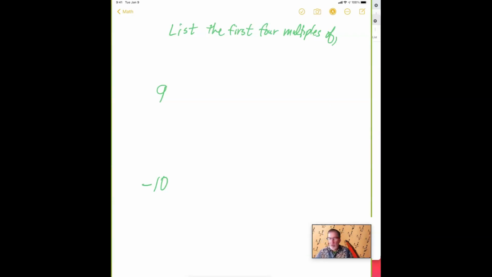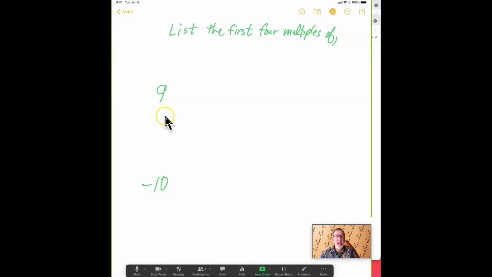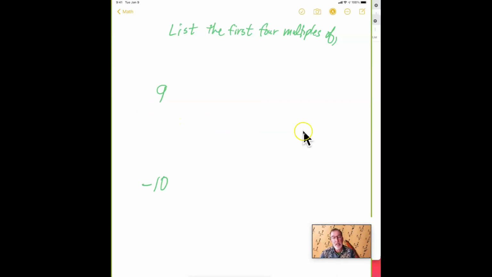Okay, so multiples are just another form of skip counting. Basically, we're going to try to count by 9s, or you could say 1 times 9, 2 times 9, 3 times 9, 4 times 9, or you could also alternately say 9 plus 9, and then that's 18. So we start with 9, we're going to add 9 to that, we get 18. If we add 9 to that, we're going to get 27. If we add 9 to that, we're going to get 36. So our answer to this one, the first four multiples of 9, is 9, 18, 27, 36.